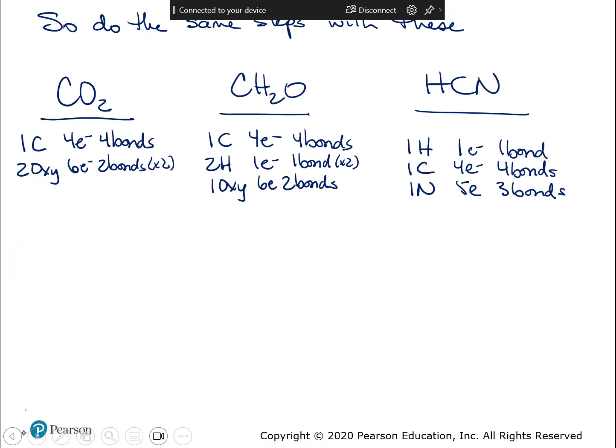So carbon dioxide, formaldehyde, and then cyanide. These are the three. You would have them also on your PowerPoint if you printed it. It's just in a kind of a different form. I just thought I'd give it a little more space. So CO2, I already listed.